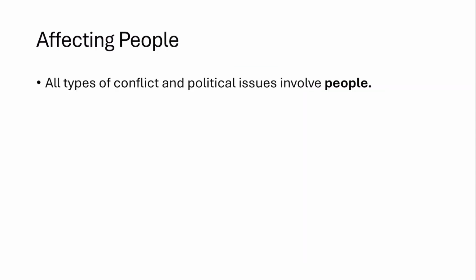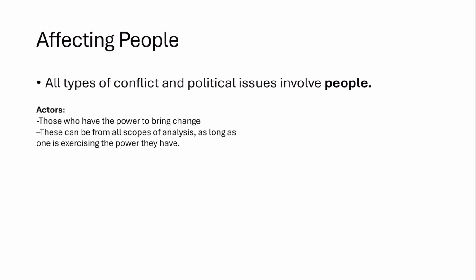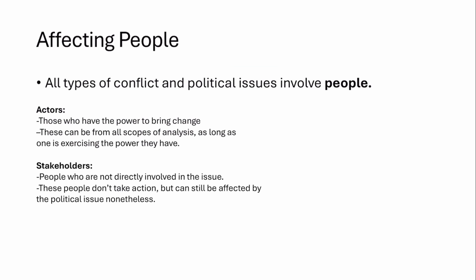affecting people. So all types of people are affected by conflict and political issues. All political issues actually involve people, and these can be categorized into actors and into stakeholders. Actors are those who have power to bring change. These can be from all scopes of analysis as long as one is exercising the power they have. So no matter the small difference that you are making, if you're acting up and raising awareness, then you are an actor, as long as you are trying your hardest and exercising the power that you have.